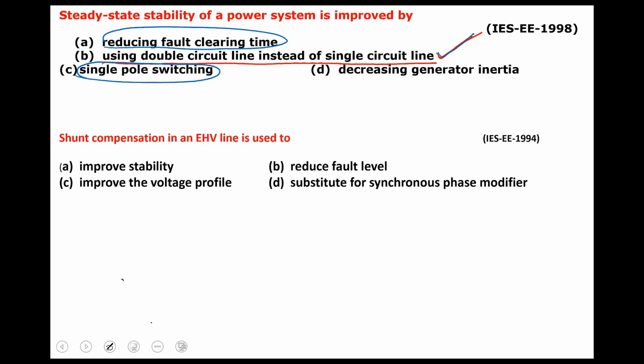Shunt compensation in an extra high voltage line is used to. Shunt compensation, why do we use it in the transmission lines? Mainly shunt capacitor. Why do we use it mainly? Power factor correction. That option is not there. Improving the voltage profile.